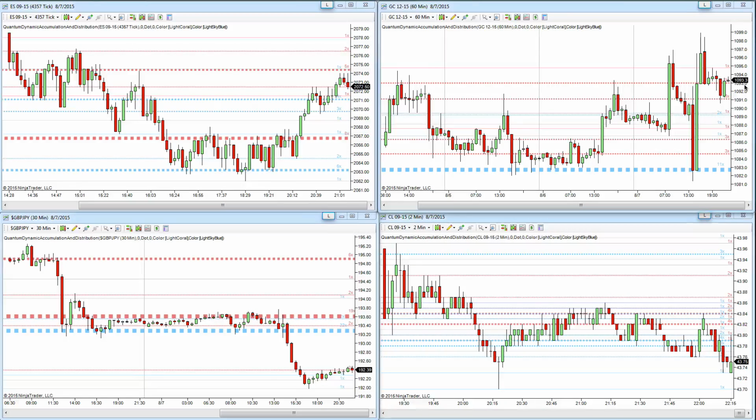The indicator is dynamic, which means the support and resistance lines generated coincide with the current price action. Now, every market behaves slightly differently. They each have their own price characteristics, which are then reflected in the price action, which in turn is reflected in the dynamic accumulation and distribution levels.